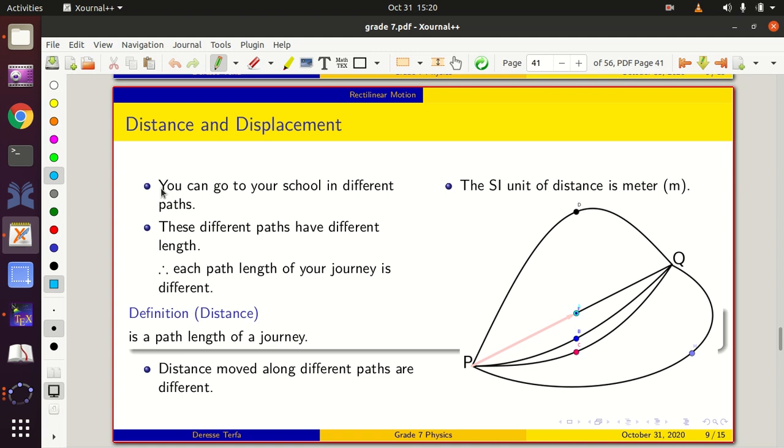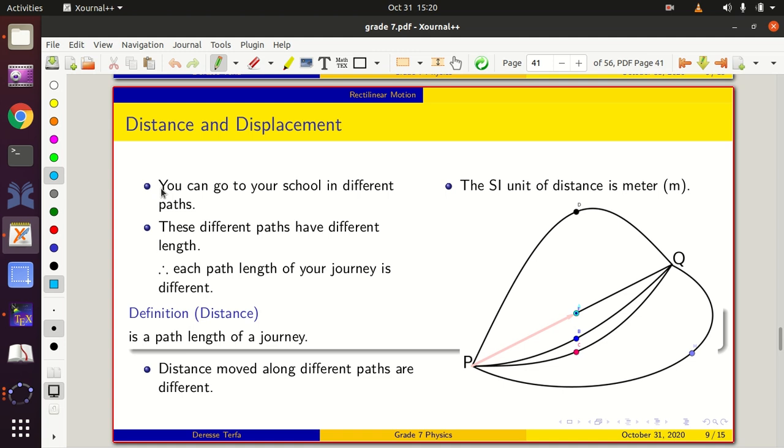In practice, we know that we can go from one position to another position in different paths. For example, you can go to your school in different paths. These different paths have different lengths. Each path length of your journey along these different paths is different. Therefore, we define distance as the path length of a journey.